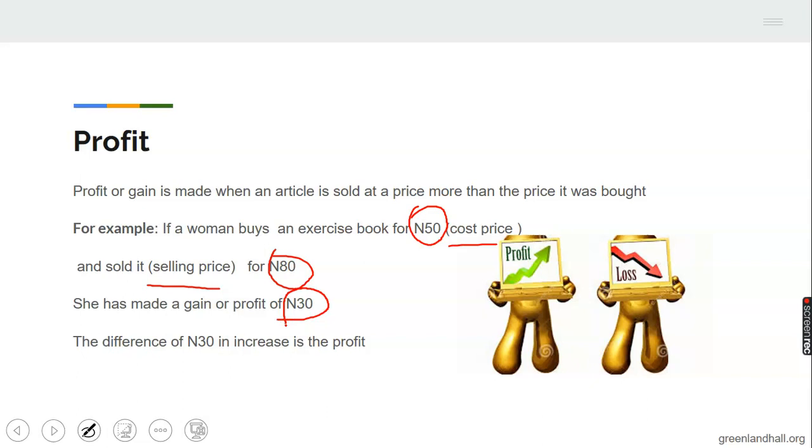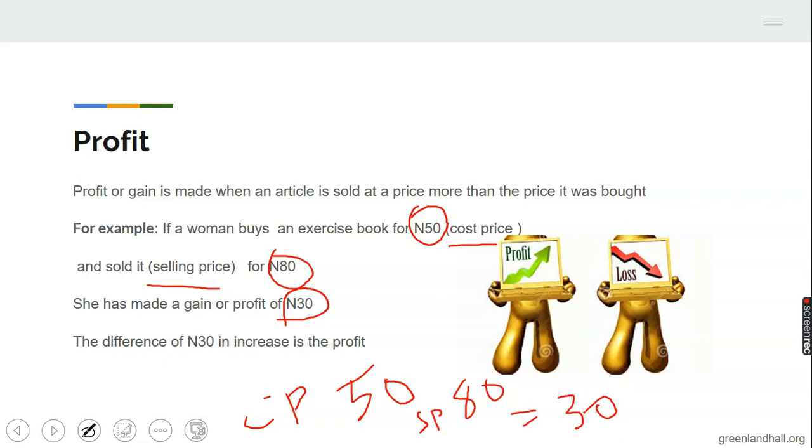She bought the exercise book for 50 naira. That is the cost price. And she sold it at 80 naira. That is the selling price. Then 80 naira minus 50 naira will give you 30 naira. That is the profit or gain. I hope you understand what profit means now.